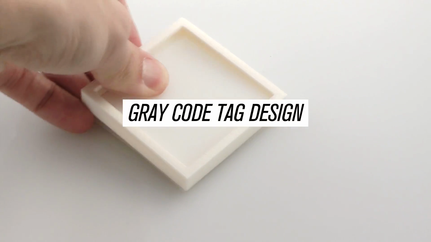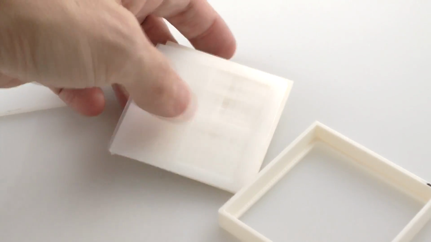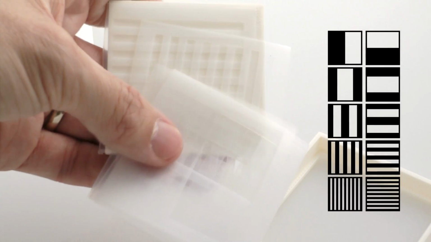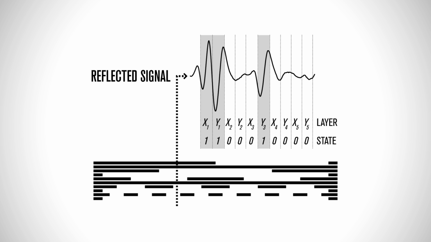To encode location data, we create layers of binary codes inside a sample object. When scanned, the object reflects a unique signal that can be decoded to reveal an XY location.